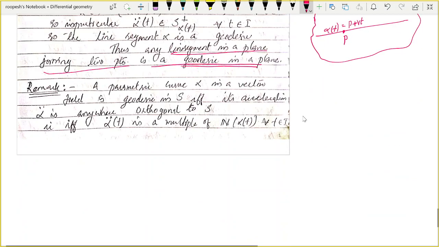As a remark, a parametric curve alpha in a vector field is a geodesic in S if and only if its acceleration alpha double dot of t is everywhere orthogonal to S. That is, if and only if alpha double dot of t is a multiple of the normal N of alpha of t for every t in I. Hope you understood what a geodesic is, the vector field along alpha, and their properties. These are the things we have discussed in today's class.